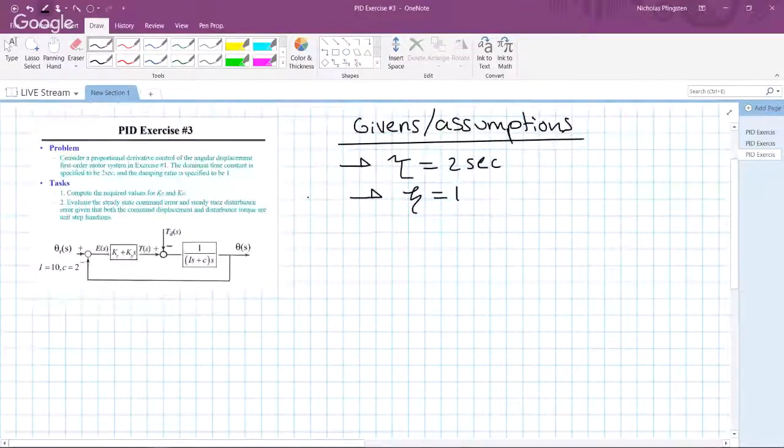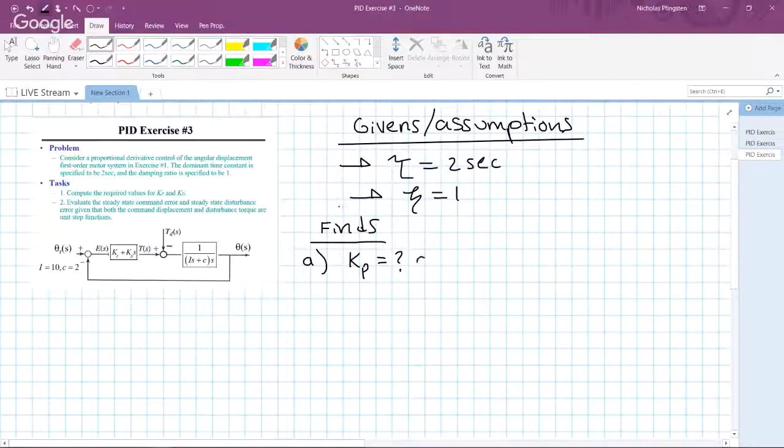It's asking us, 1, compute the required values for Kp and Kd. So part A, we're going to look for case P and case of D.